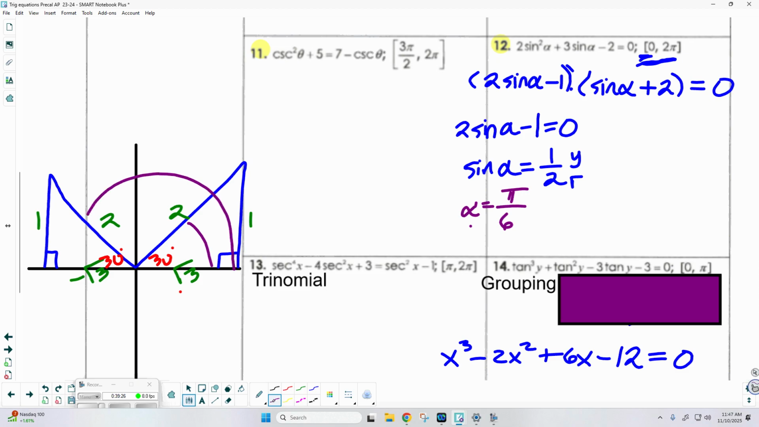Now I'm going to rotate to the second hypotenuse. That's 150. What is that as a radian? 5 pi over 6. So that first part right there, I've already got two solutions.